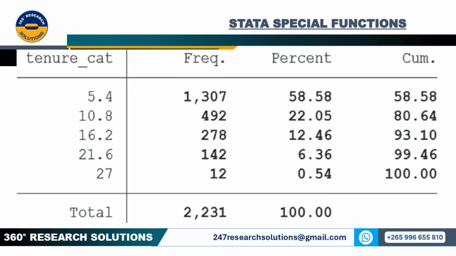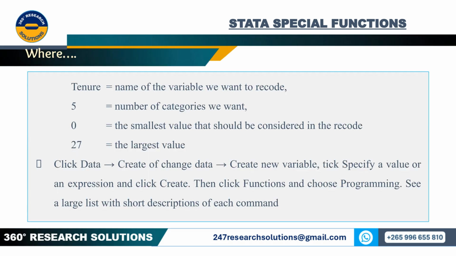This slide displays the AutoCode function, a tool for efficient data categorization. In the AutoCode command, tenure is the variable to recode, 5 is the number of categories, and 0 and 27 are the smallest and largest values, respectively. You can find more functions in the data menu.